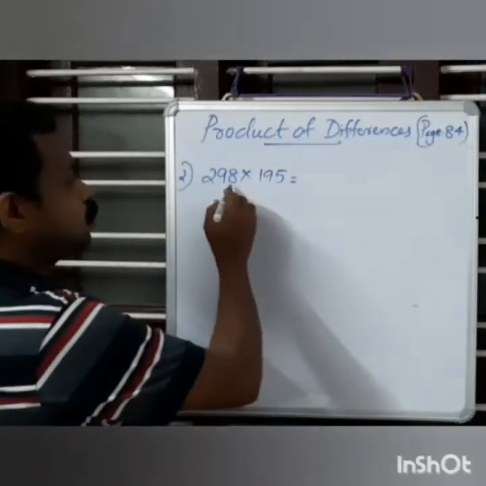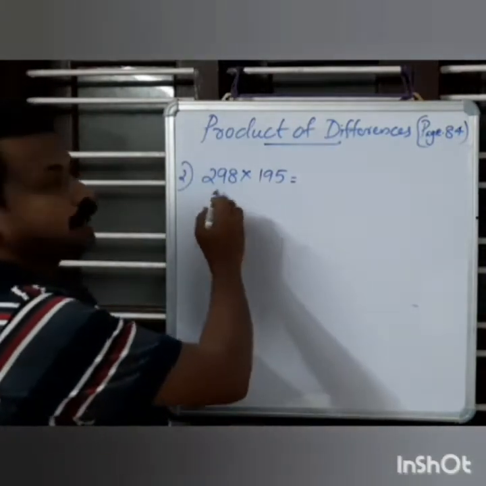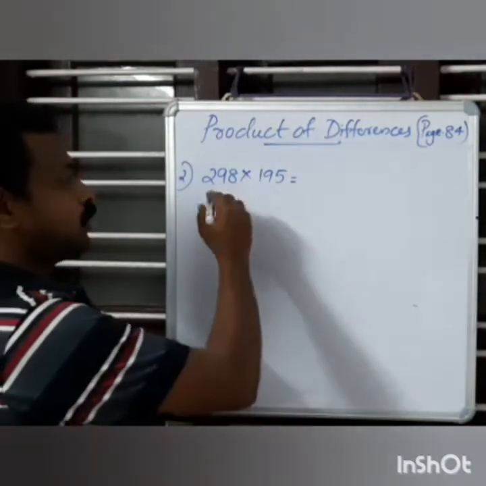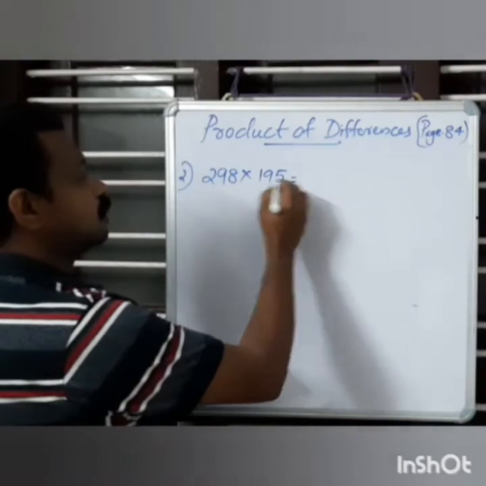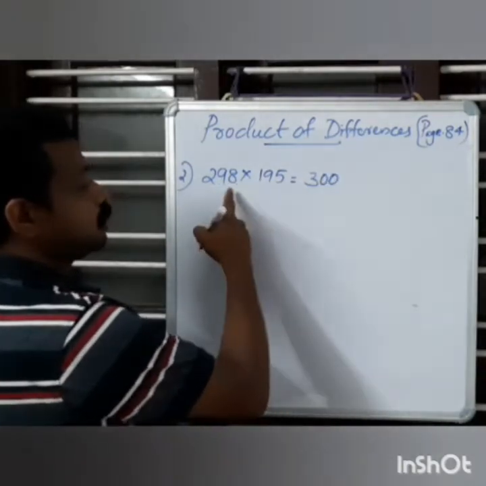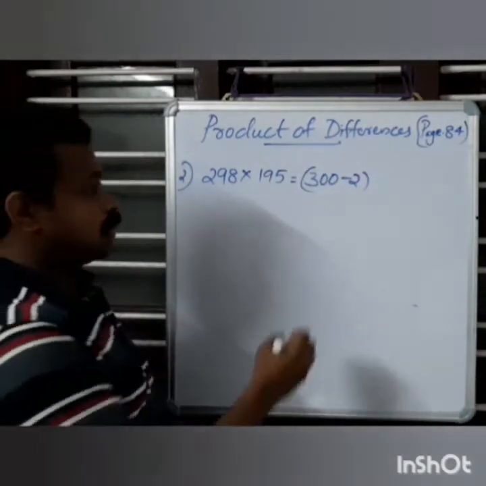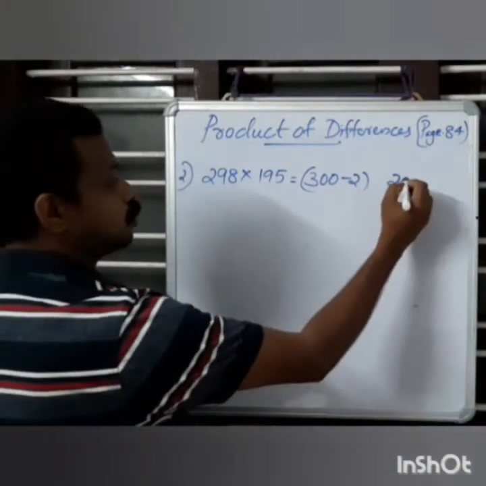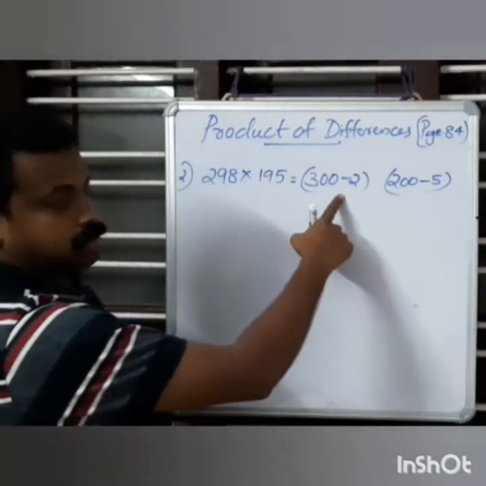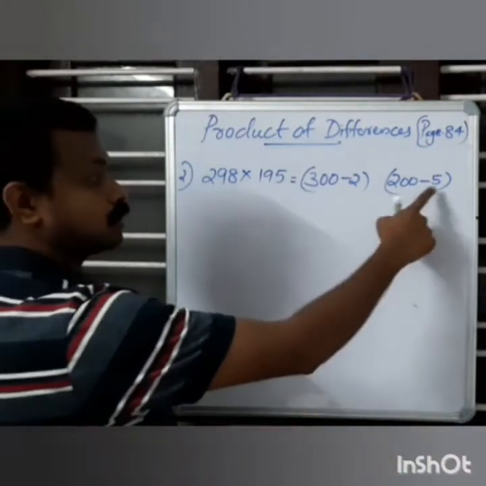Second question, 298 into 195. We cannot write 200 plus 98 and 100 plus 95, so we are taking the reverse of this one. That is, instead of 200 we are writing 300, and 300 minus 2 is 298, and this one we can write as 200 minus 5. So 298 we can write as 300 minus 2, and 195 we can write as 200 minus 5.